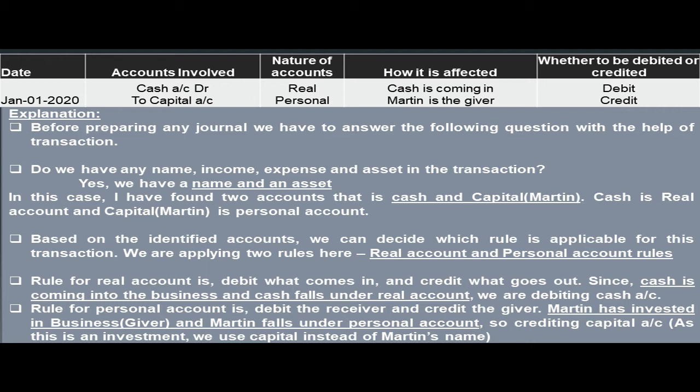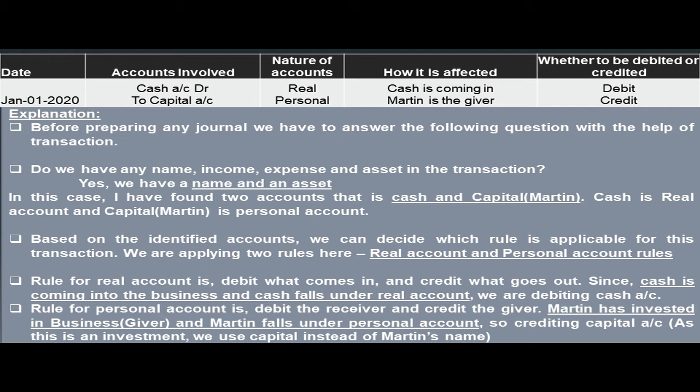Based on the identified accounts, we can decide which rule is applicable for this transaction. We are applying two rules here, that is real account rule and personal account rule. The rule for real account is debit what comes in and credit what goes out. Since cash is coming into the business and cash falls under real account, we are debiting cash account.